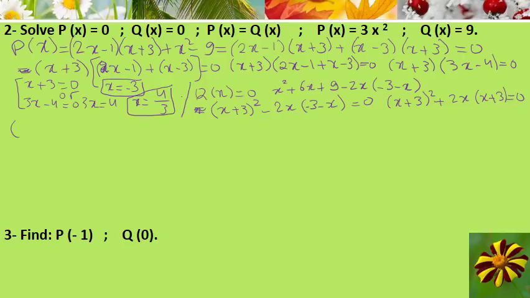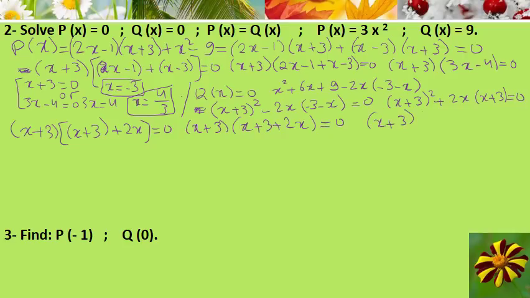Now what do we have common? x plus 3. We will have x plus 3, plus 2x, is equal to 0. So x plus 3 into x plus 3 plus 2x is equal to 0. x plus 3 into 3x plus 3 is equal to 0. How many solutions do we have? 2. x plus 3 is equal to 0, then x is equal to minus 3. This is the first solution.